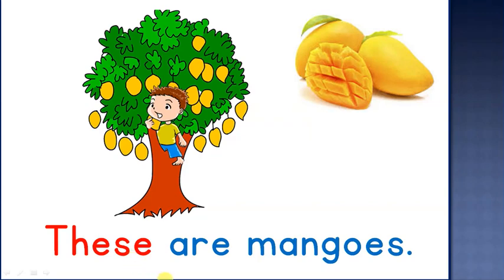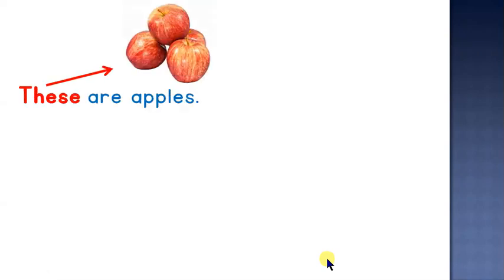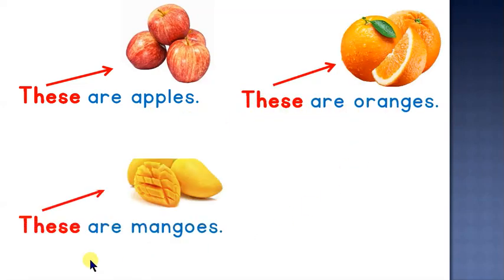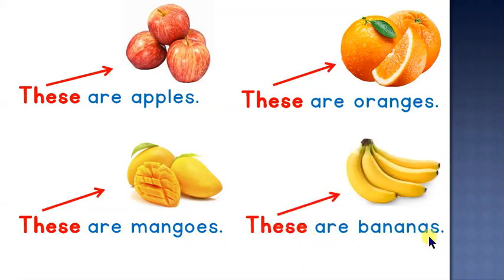Yes, this boy likes to eat mangoes. And he says, these are mangoes. Read these sentences. Repeat after me. These are apples. These are oranges. These are mangoes. These are bananas.